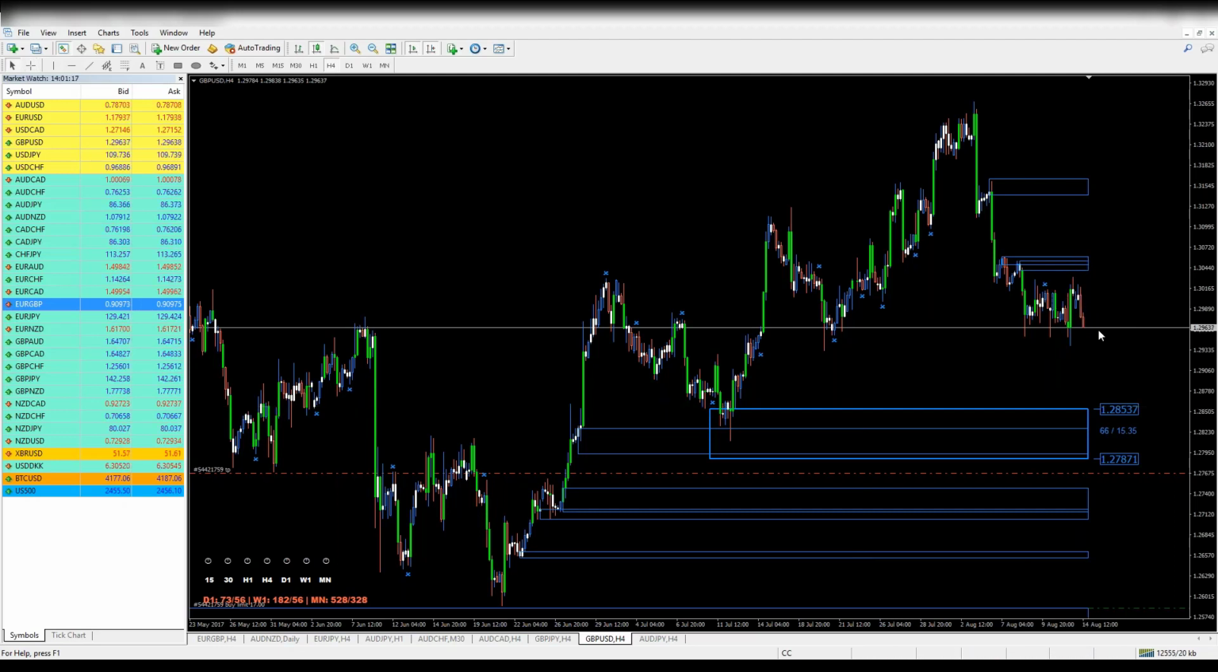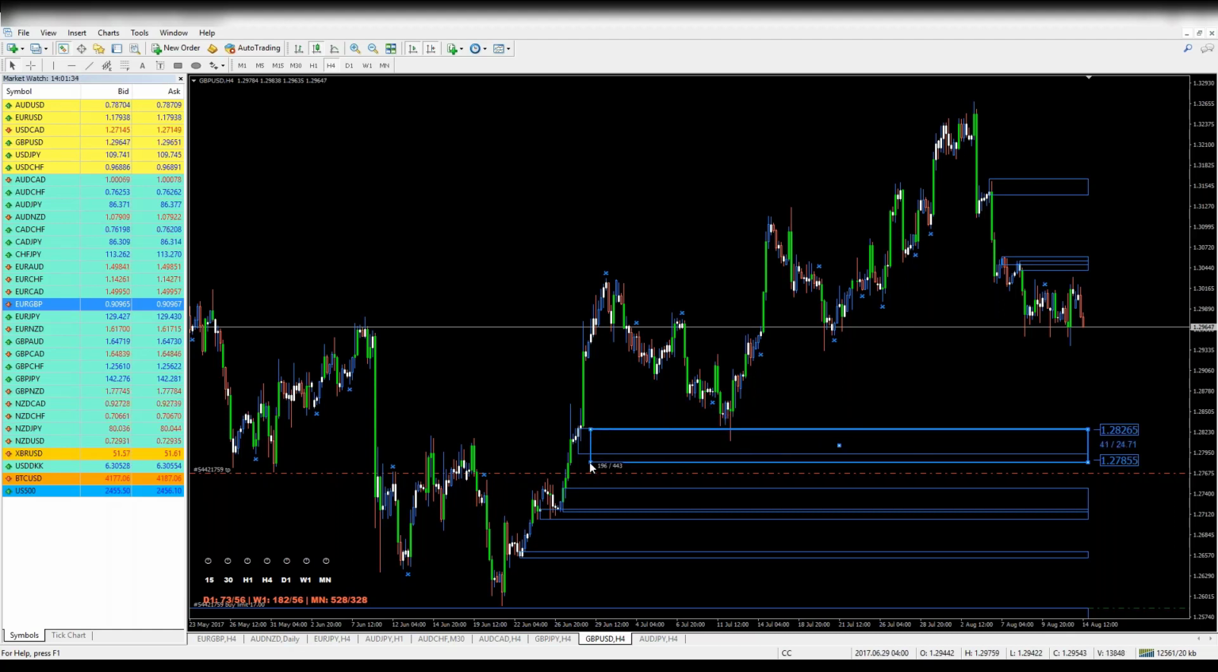Okay, so there can be no supply being formed until we get around here. And this has been tested, so this is not very strong. So I get that, and that's okay. But I simply wouldn't take this one because price has already been back there. I might have a go at that on the second test, but I would manage it carefully, and I'd want the currency strength.